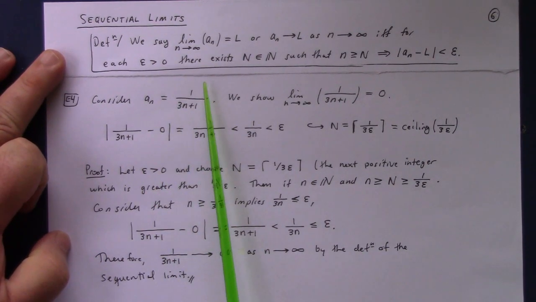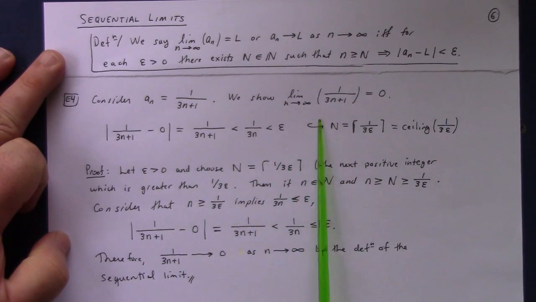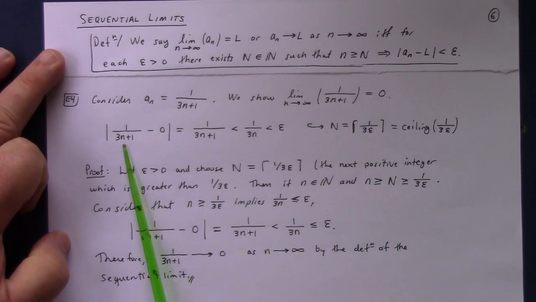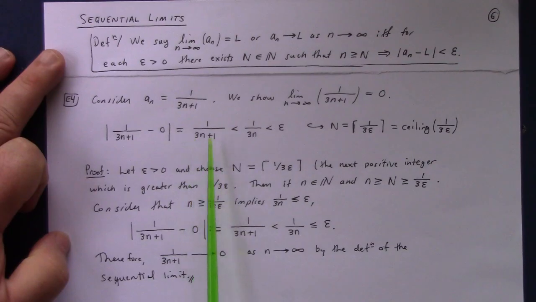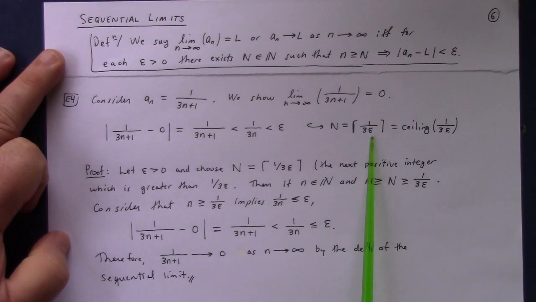Suppose we have a sub n is 1 over 3n plus 1. I want to show that that limits to 0. So I look at the absolute value, which of course simplifies to this, and then I can make the denominator smaller by not adding 1. This is a smaller quantity, which makes the fraction larger. I want that to be less than epsilon, so that suggests I maybe should use the ceiling function. If I use 1 over the next largest integer to 1 over 3 epsilon, the ceiling function, if you like, then that should do it for us.